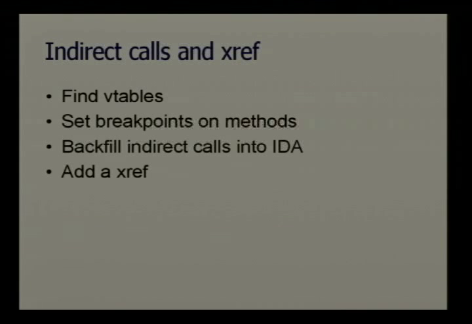How do we do this? Most of us are probably reversing Microsoft stuff, and vtables are listed in the PDB. So we find a vtable for whatever class we're looking for, set a breakpoint on every method, and run it for a while. You're going to start hitting these breakpoints. See where it was called from, backfill the method name it's coming from, and add a cross-reference. After you run it for a while, you're going to have all this information stored up about who's calling who. You're going to see patterns.